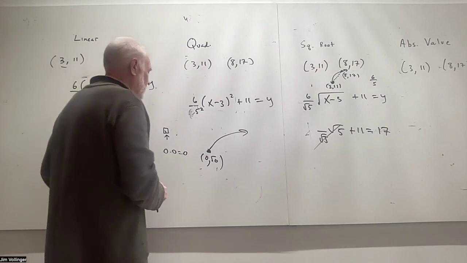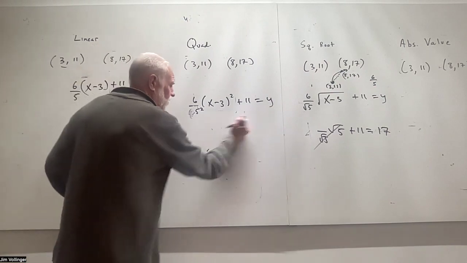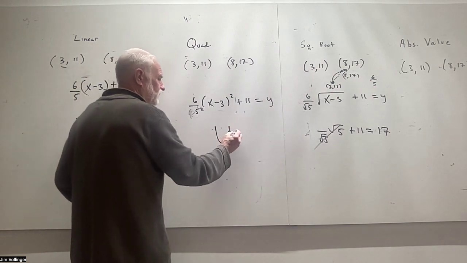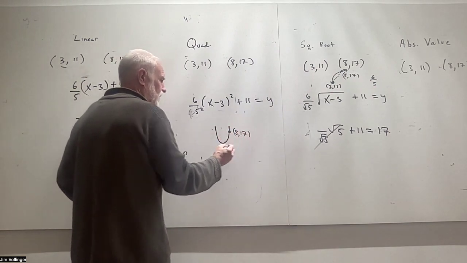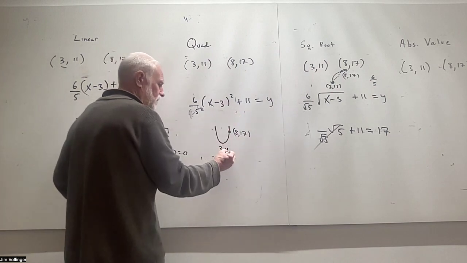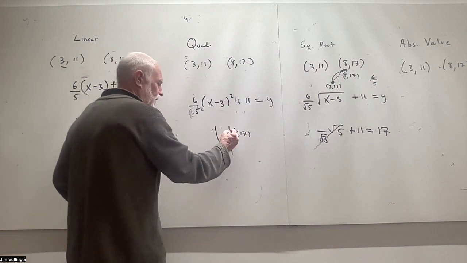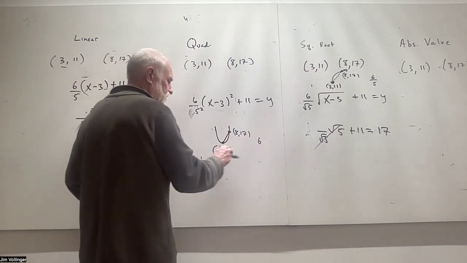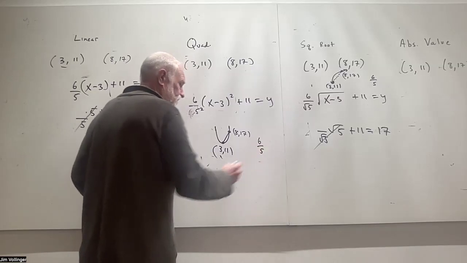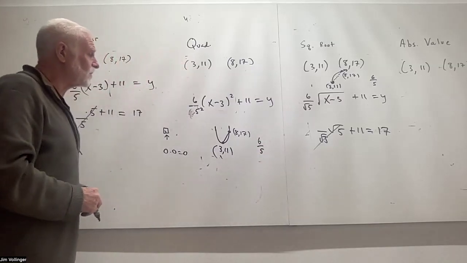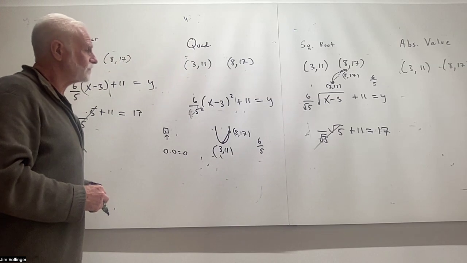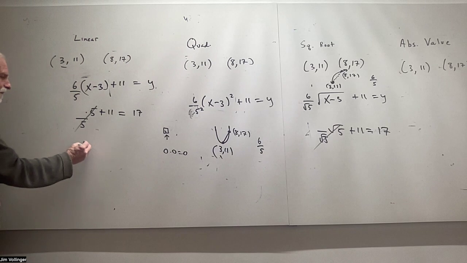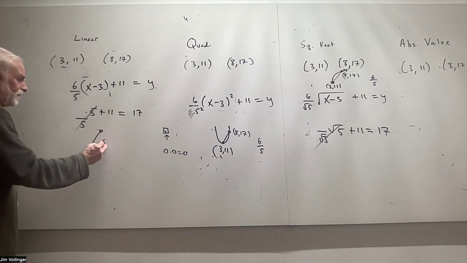And over here, this was the squaring function. We have (8, 17) and we have (3, 11) here. So it's the slope of that line that connects those two dots. 11 to 17 is 6, and 3 to 8 is 5. Jeez, that's 6/5 too. Not interesting. And of course, over here, this was a line. So how do I get from here to here? I think 6/5 here as well.